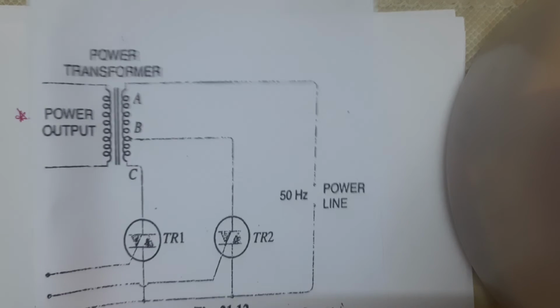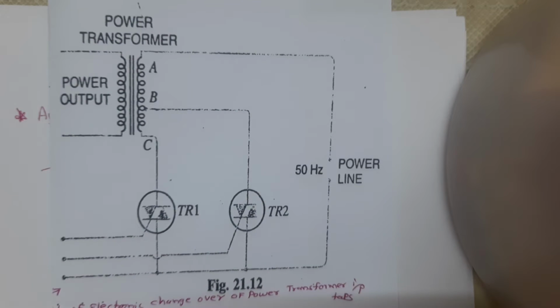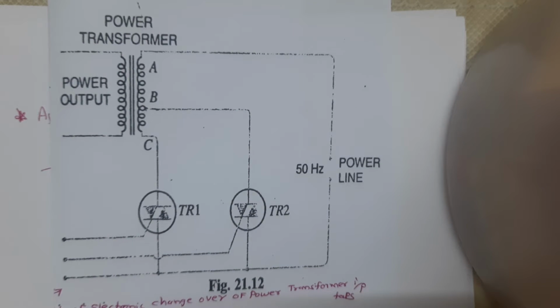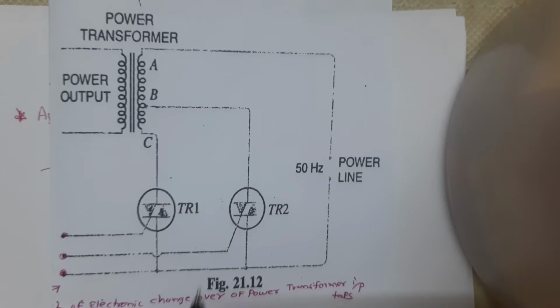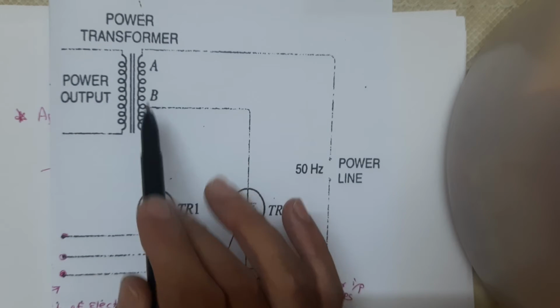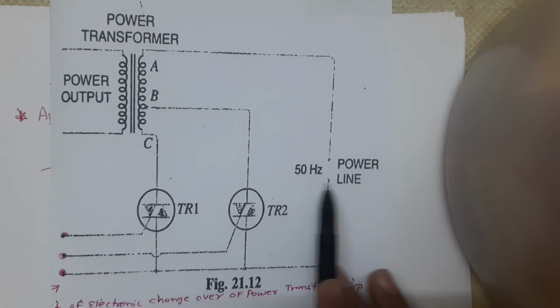The second use of the triac is as an electronic changeover of power transformer input tapes. How does it work? Here we are using triac 1 and triac 2, with gate terminals G. A, B and C is your transformer. Here is the power output, and this is our input power line.